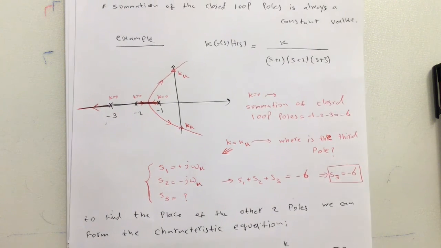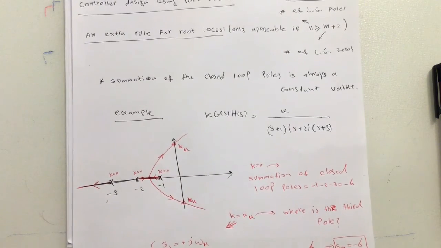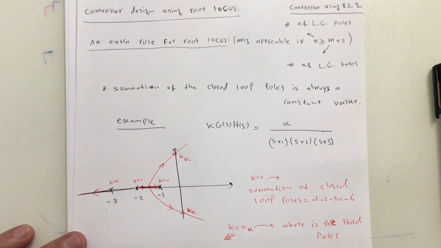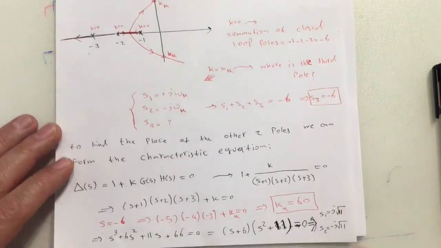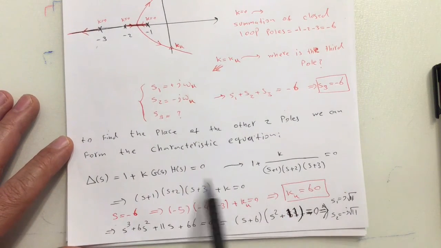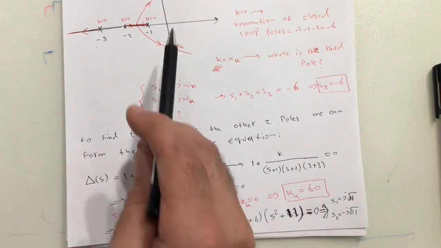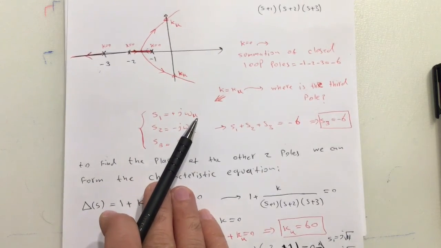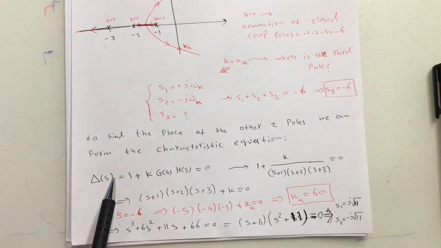That was the main result here, because we will use that when we design a controller. And also I continued the example. I calculated the other two poles, the ku, and some other things that you could see.